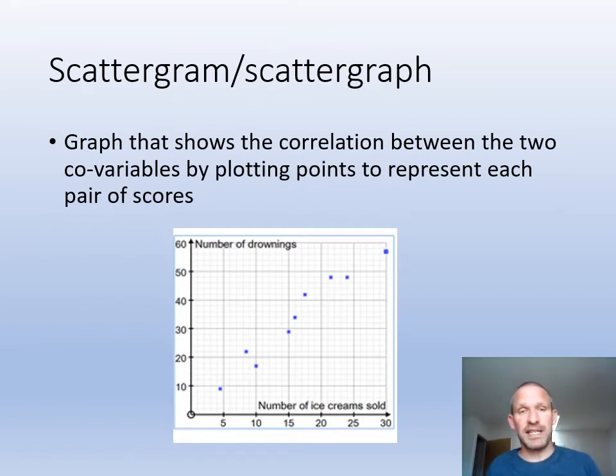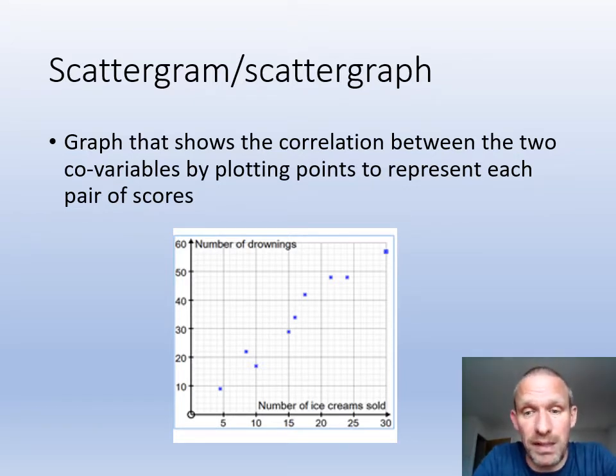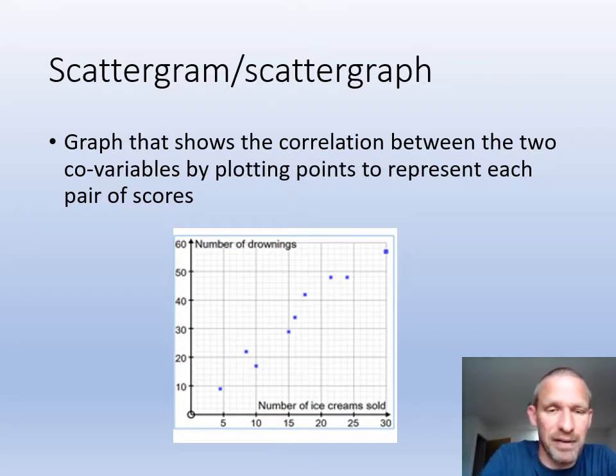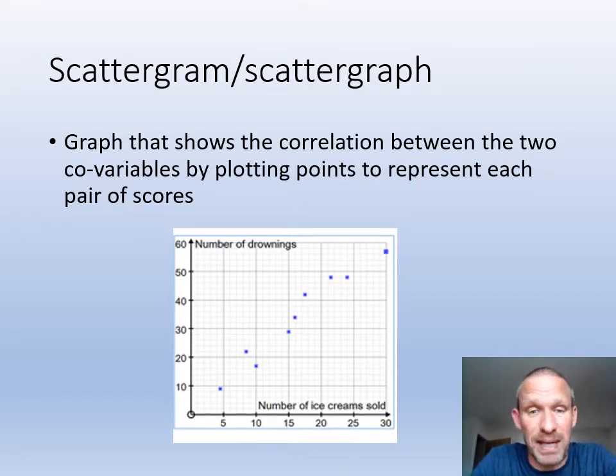So we've seen them already. I tend to call them scatter graphs, scattergrams, same thing. These are the graphs that you use to present correlation. You plot one variable on the x-axis, the other on the y, and you put those two scores together to make your point. You keep doing that, and then you look at the nature of the pattern. You can do your line of best fit. You'd be looking at a pretty strong positive correlation here.